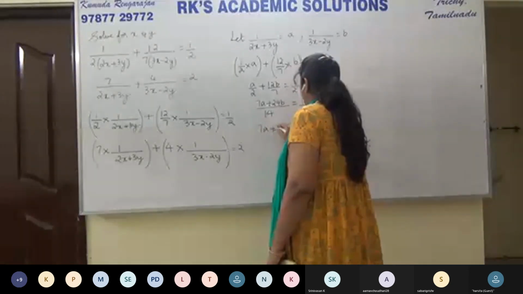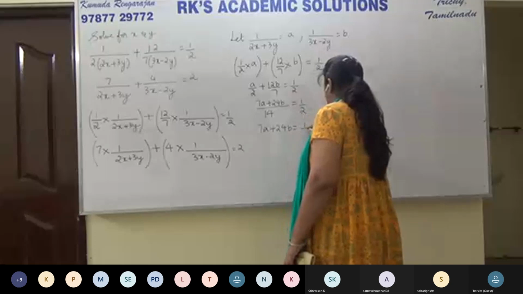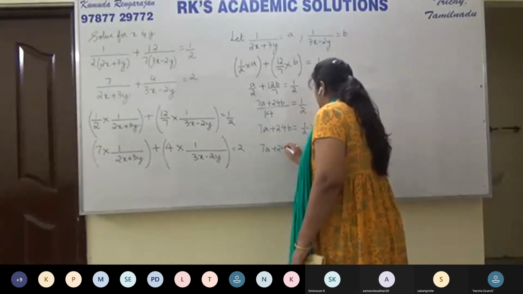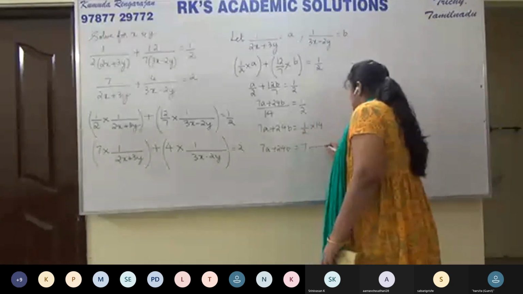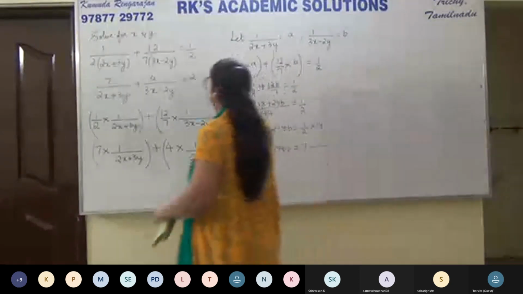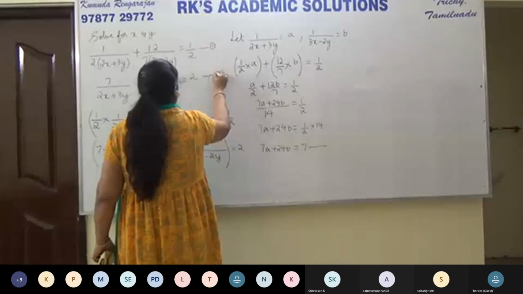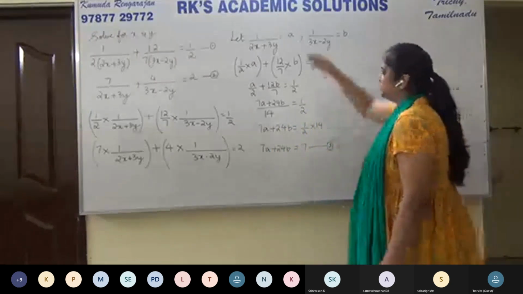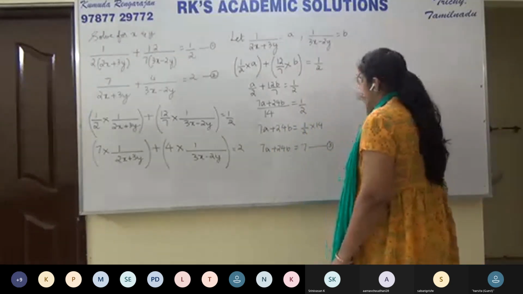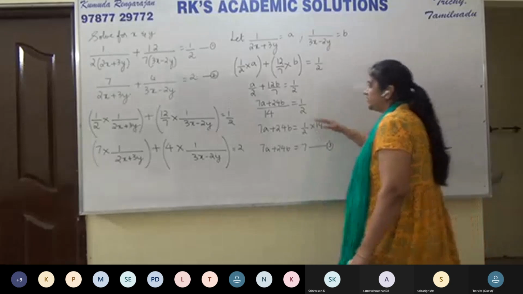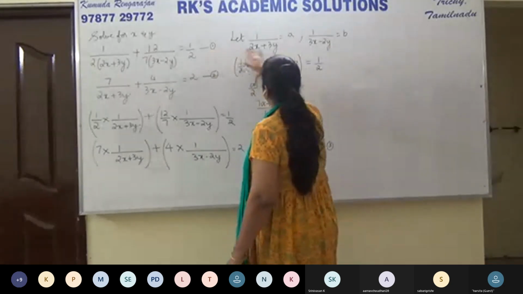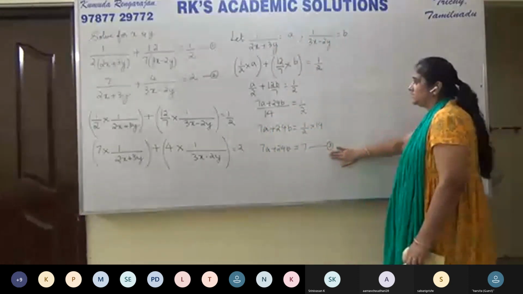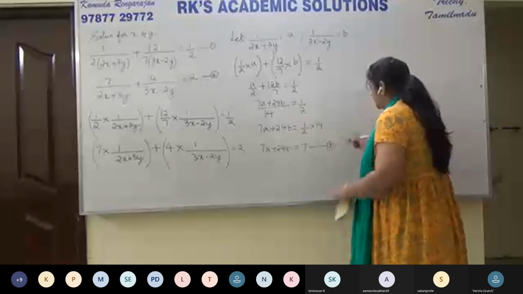Now 7a plus 24b, you have to cross multiply. So 7a plus 24b is equal to 7. You can call the given equations as equation 1 and equation 2, and you can call this a third equation. Equation 3 is from equation 1. After replacing this and this with A and B, equation 1 now looks like equation 3.